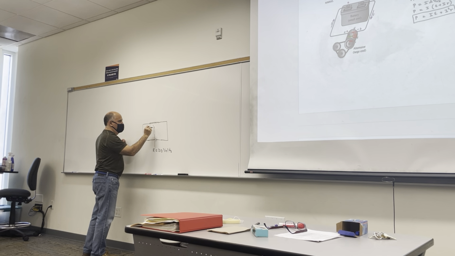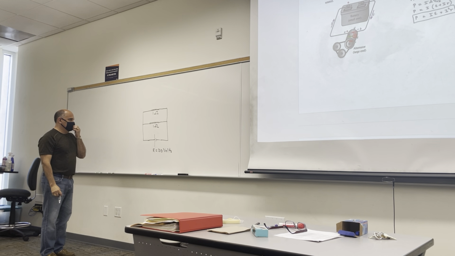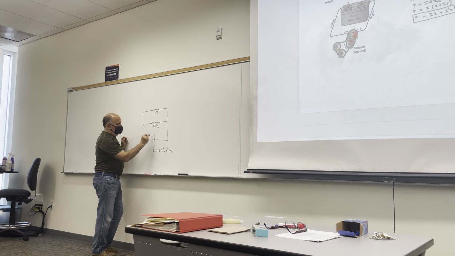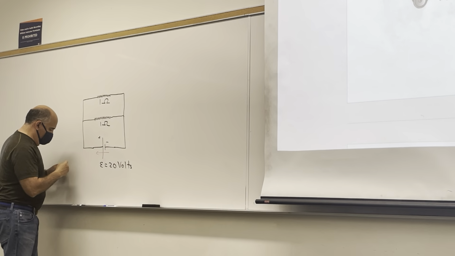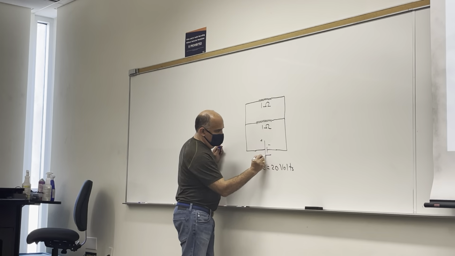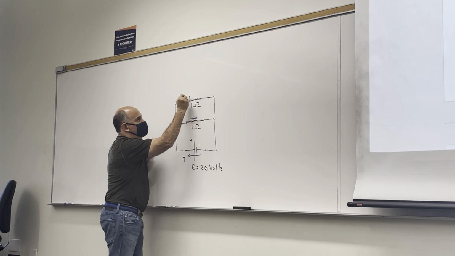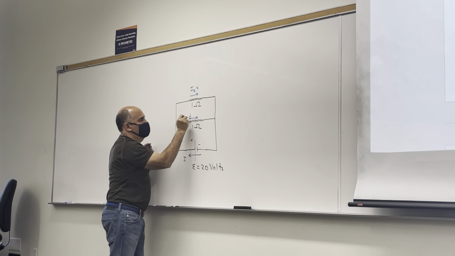So I'll make it 1 ohm. And a resistor like this, and I make it 1 ohm. So they're in parallel, right? Question. What's the current through the battery? And what's the current through this resistor? And what's the current through that resistor? Let's call this I2, and let's call this I1.